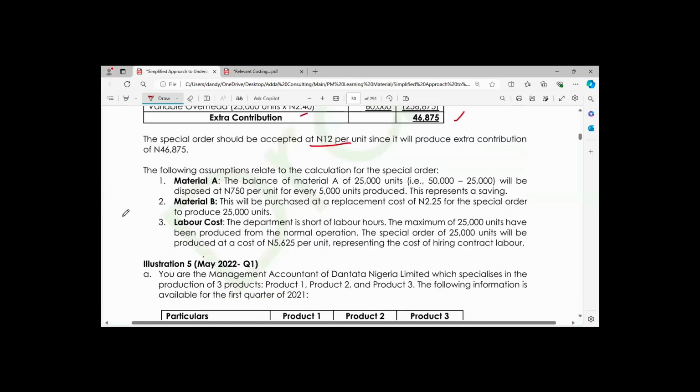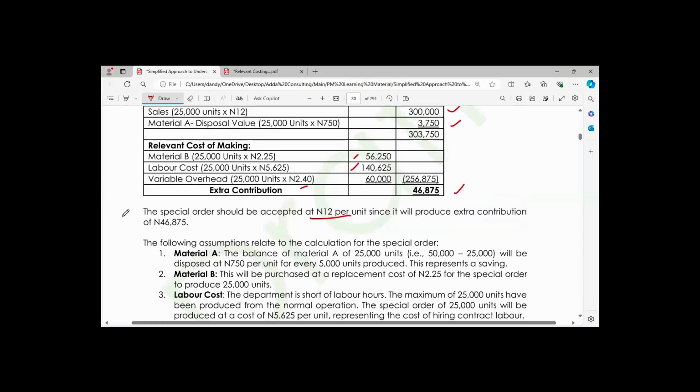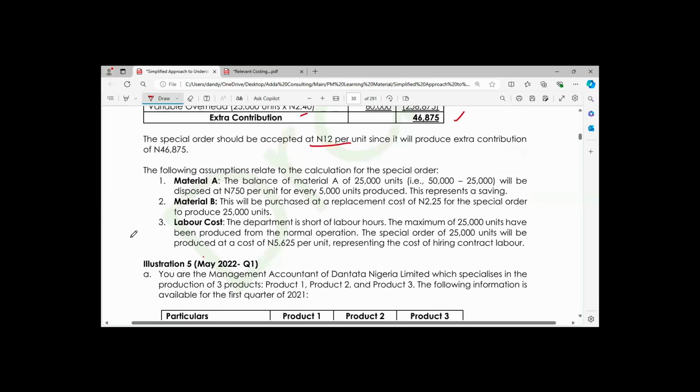So not only that, I did not just solve the number C requirement, I also provided assumptions, how I came about my numbers. Number one, material A. The balance of material A of 25,000 units, that is 50,000 units minus 25,000, will be disposed of at 750 naira per unit for every 5,000 units produced. This represents a saving. So I've explained that. Material B, this will be purchased at a replacement cost of 2 naira 25 for the special order to produce.